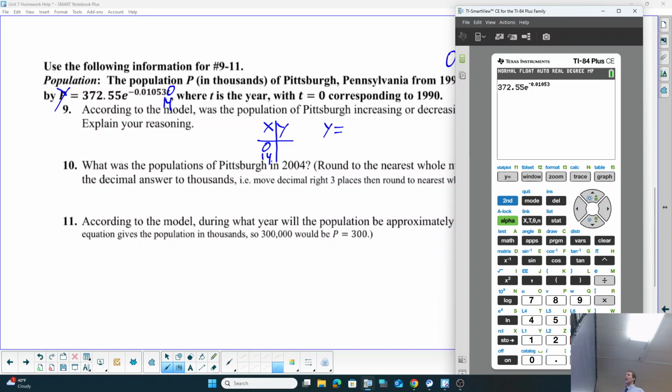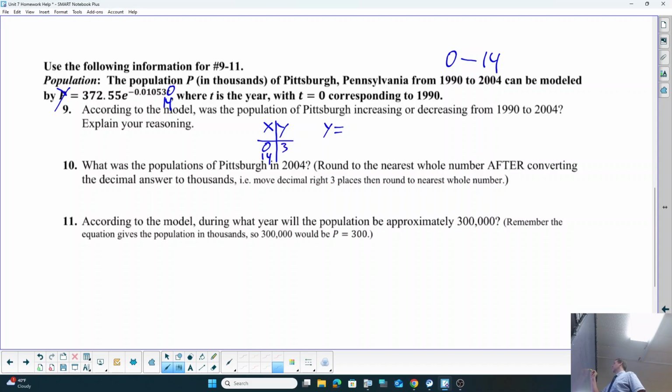0.01053. Cool. Times t, or in this case, times 0. We get 372.55, which makes sense. E to the 0 power is just a 1. So y equals e to the 0, and we get 372.55 e to the blah, blah, blah, which is 0 power, which becomes a 1 and goes away. Okay, so we're starting off at 372.